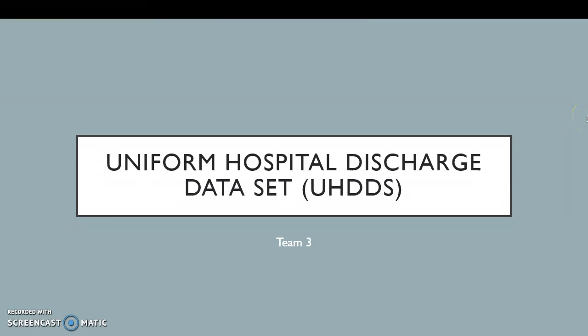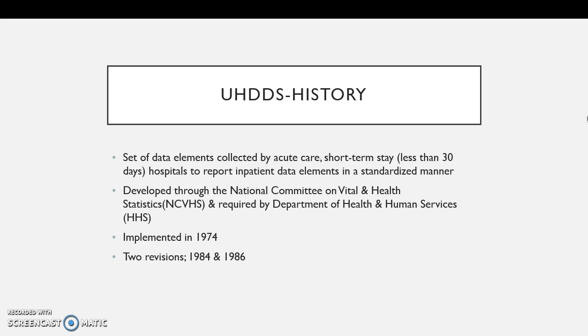Hello, for our dataset presentation, we chose to talk about Uniform Hospital Discharge Dataset, or UHDDS. So some history on UHDDS, since most of us probably don't know a heck of a lot about it. It is a set of data elements collected by acute care, short-term stay, usually less than 30 days, hospitals to report inpatient data elements in a standardized manner.